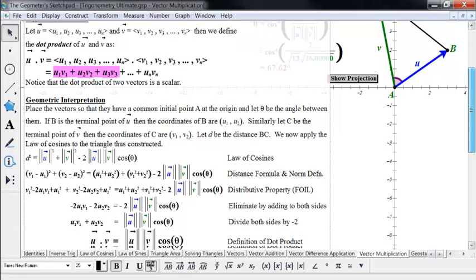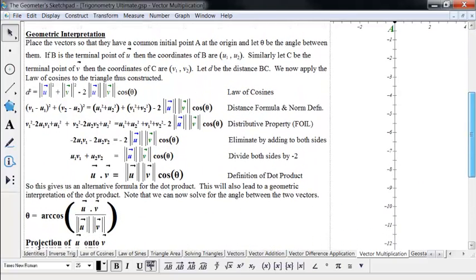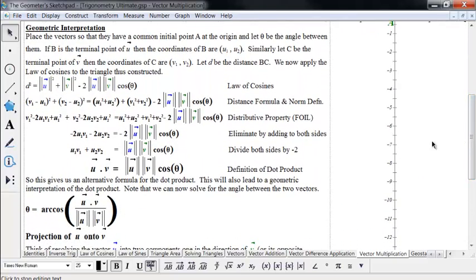But we can define it for any number of any dimension there. And then we have this alternative form right here that we came up with for the dot product, where the dot product is the product of the two norms times the cosine of the angle in between. And that allows us to solve for the angle in between if we know the component form of the two vectors.